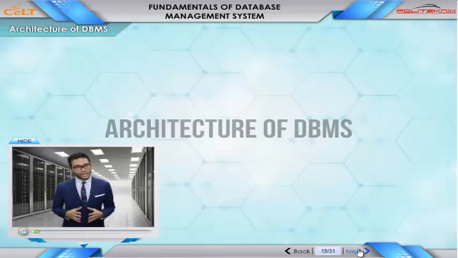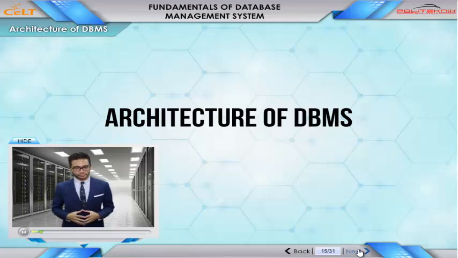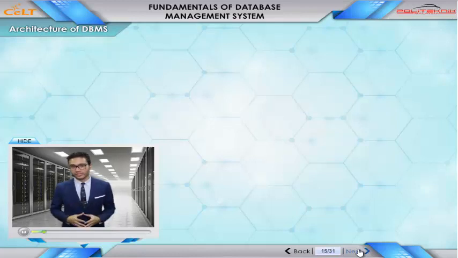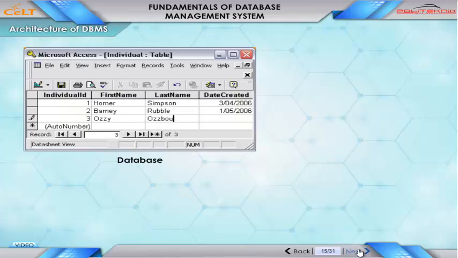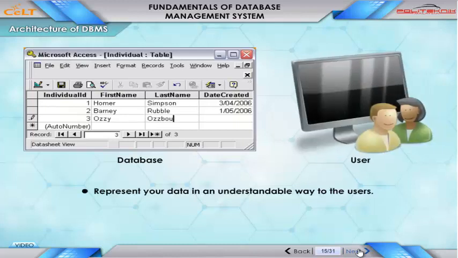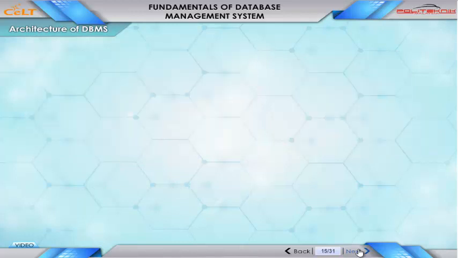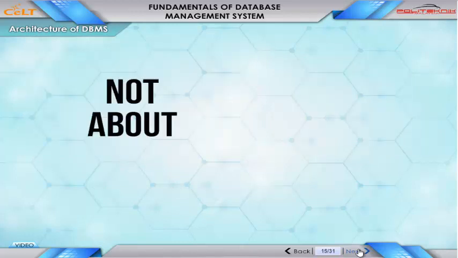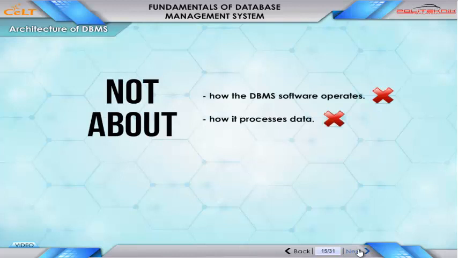Now we look at the architecture of DBMS. DBMS architecture is how a database is viewed or represented to users. It helps represent your data in an understandable way to the users by hiding the complex bits that deal with the working of the system. Remember, DBMS architecture is not about how the DBMS software operates or how it processes data.